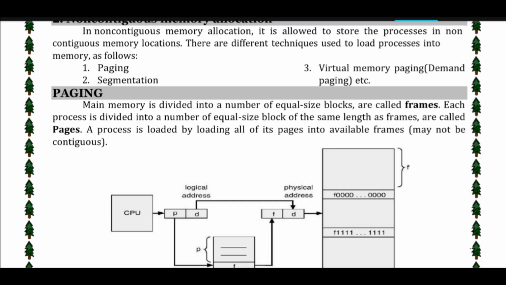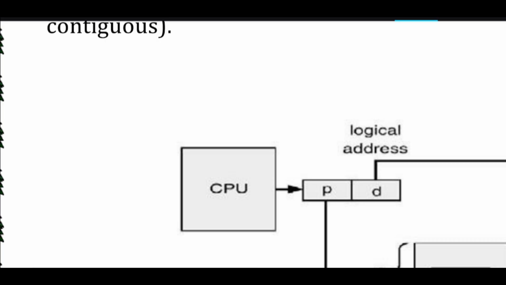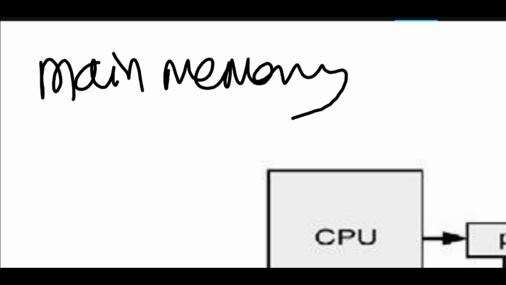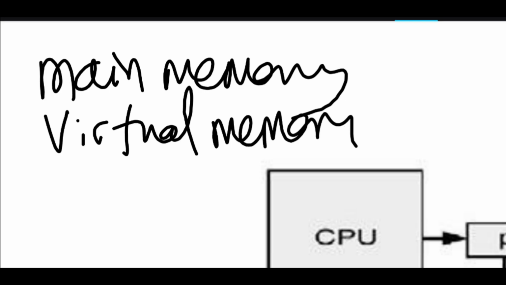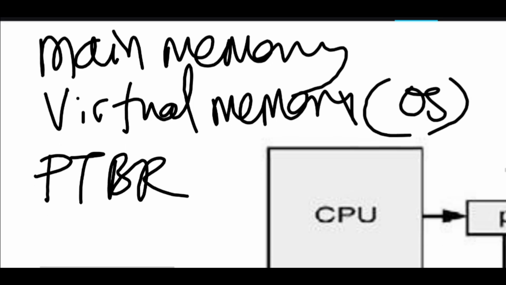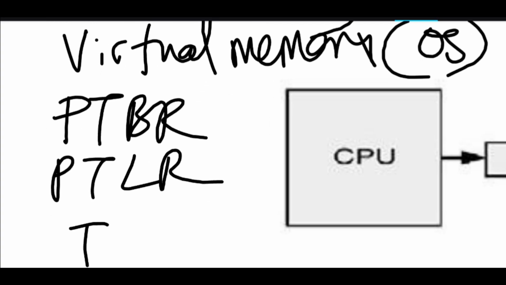We are reading the paging concept. You have to first understand some components in our paging concept. The first component is our main memory, then our virtual memory, which is often maintained by our OS. Then the page table base register, then the page table length register, then the TLB.